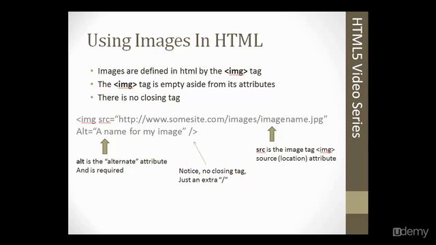And as we talked about in the last slide, the image tag is empty aside from its attributes. There's no content in between, and there's no ending tag. It's strictly just the img with the attributes. The most important attribute which is needed is the source attribute, abbreviated src, and what this does is it points to the physical location of the image you want to display.